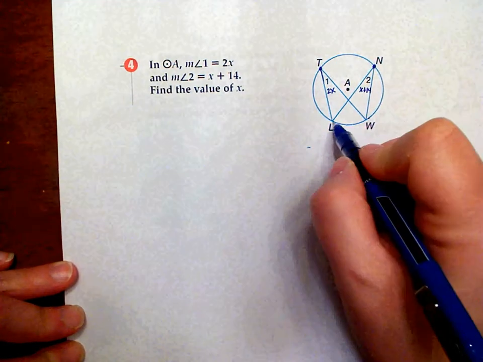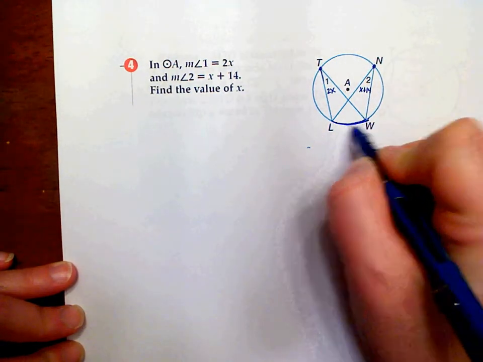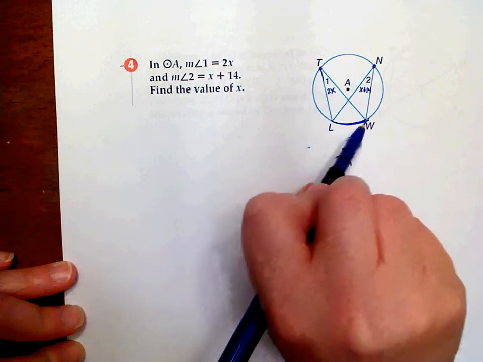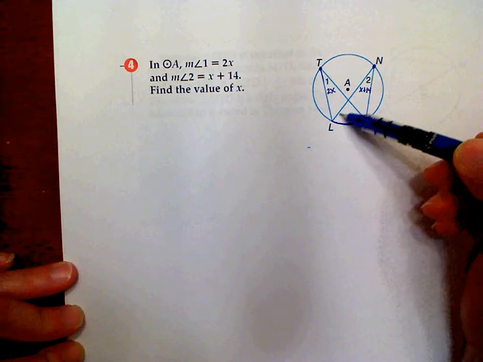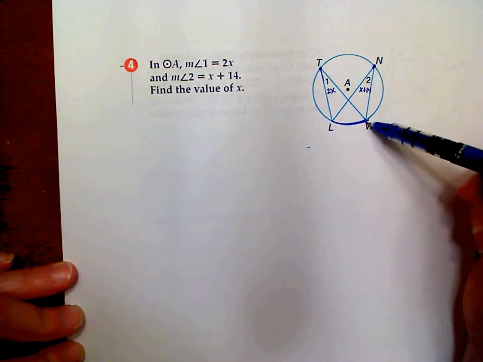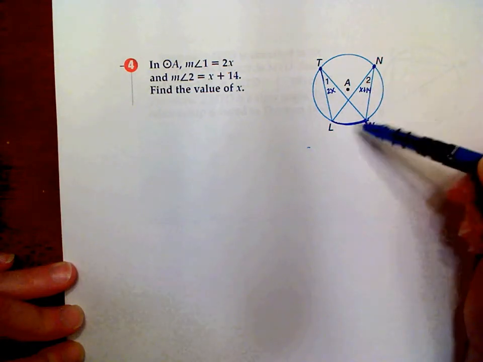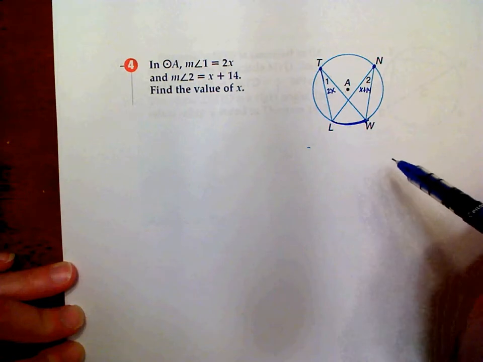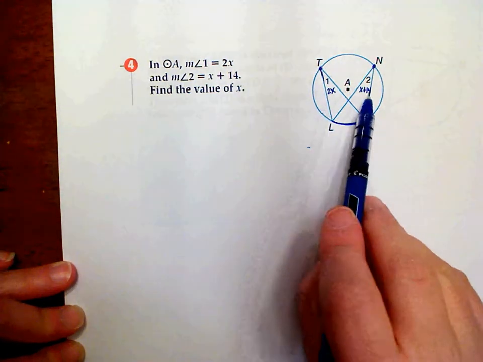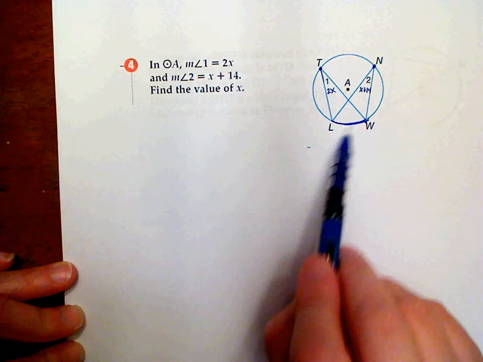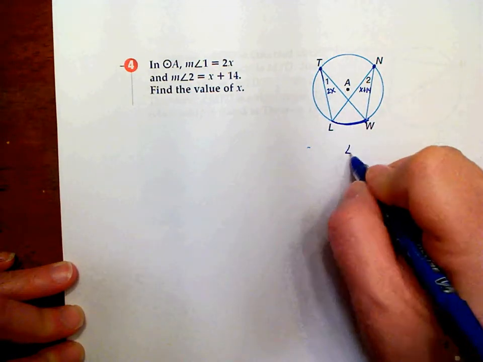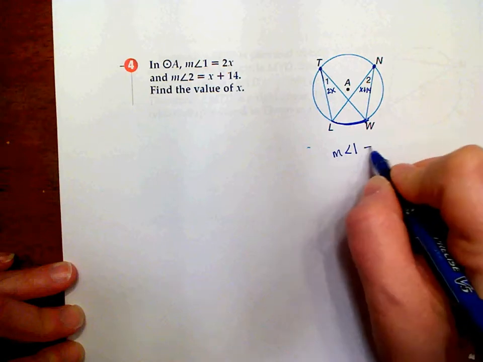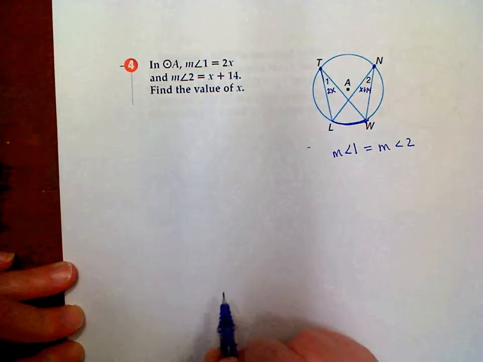So the measure of angle 1 is half of the measure of arc LW. When we follow the sides of angle 2, we also go to point L and point W. So it is also half of the measure of arc LW. If they are both half of the same arc measure, then they have to be equal to each other. So the measure of angle 1 has to equal the measure of angle 2, since they're both half of the same arc.